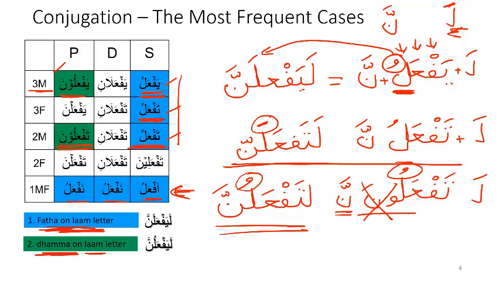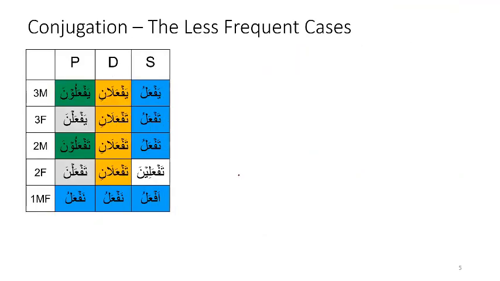And again, for all the singular ones and first person, we are putting a heavy noon at the end, and the dhamma gets converted into a fatha. For plural, the waw and noon get dropped, the heavy noon is added, and the dhamma is retained. Okay, I hope you can remember this, because there will be several exercises related to this coming up shortly. Any questions so far? Okay, so when you do the exercises, they will come through.